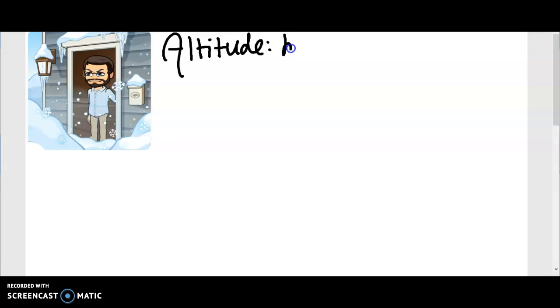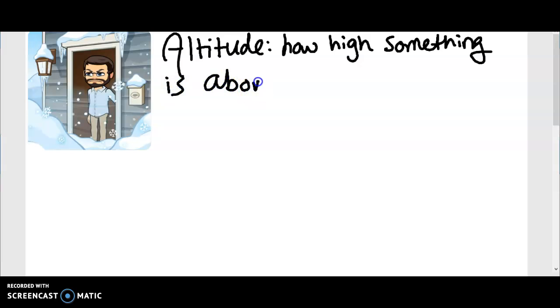Altitude. How high something is above the Earth's surface.